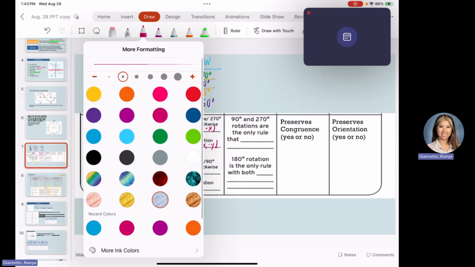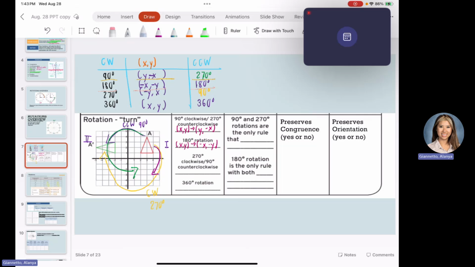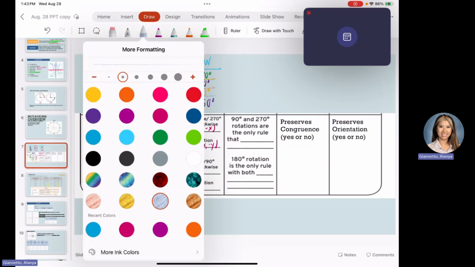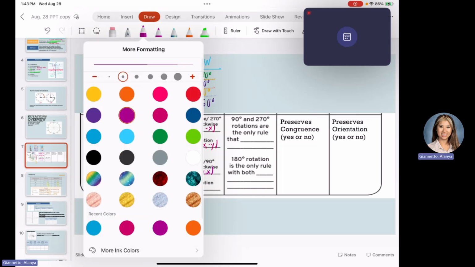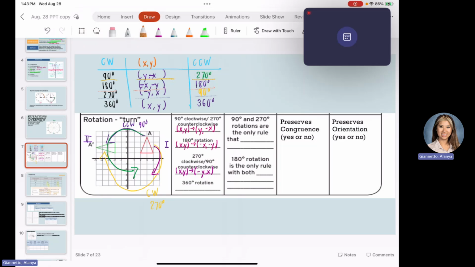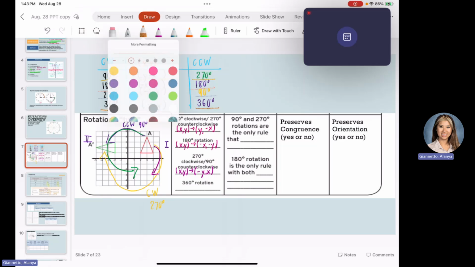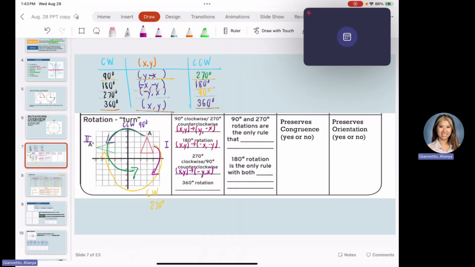Then for the next one, we have a 270-degree clockwise rotation and a 90-degree counterclockwise rotation. We know they have the same rule, which is negative y comma x. So I'm going to go ahead and write that in, but I'm going to start off with x comma y to negative y comma x. And lastly, the 360-degree rotation, which we know that regardless of which direction, the rule is still x comma y. So you're just staying in the same position.